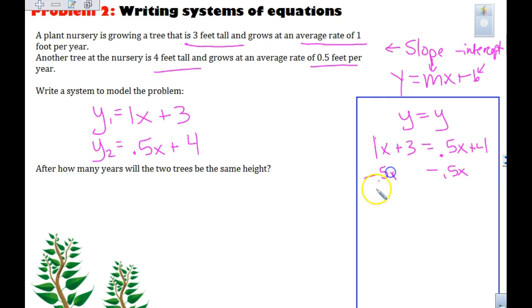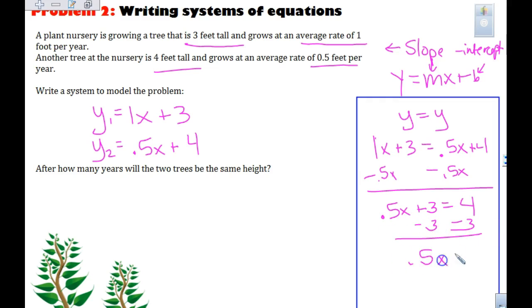When I subtract 0.5x, I'm left with 0.5x plus 3 equals 4. Ashley, what are you going to do next to get the 0.5x by itself? So you're going to subtract 3. So when we subtract 3, we get 0.5x equals 1.